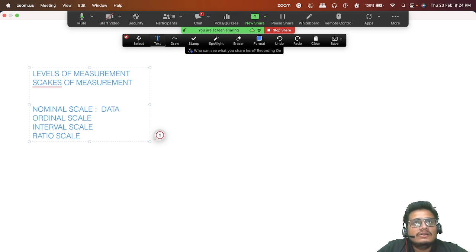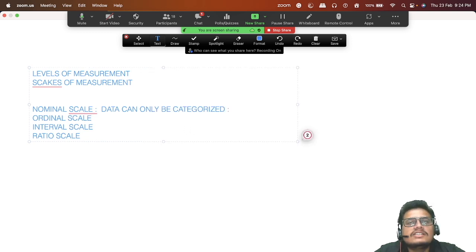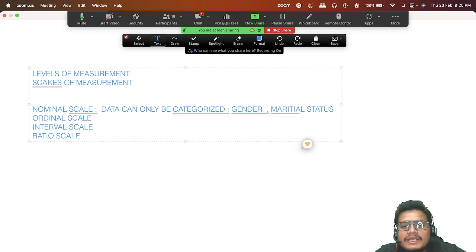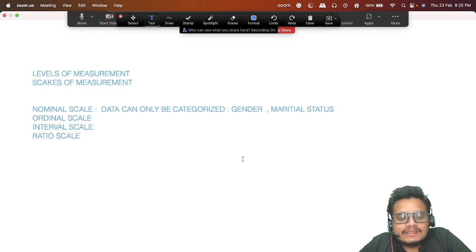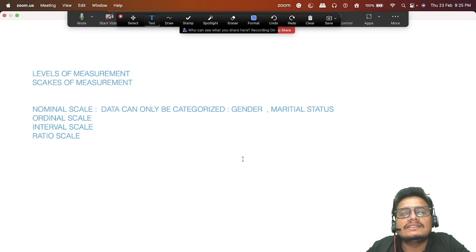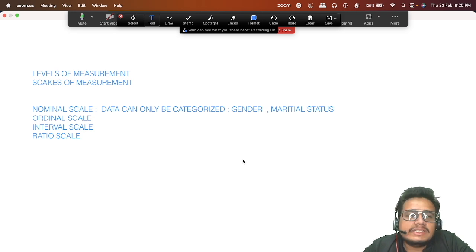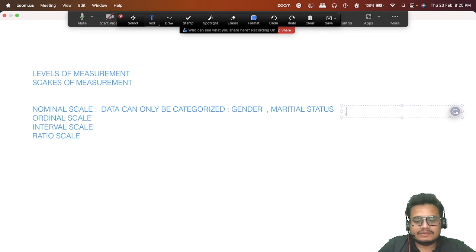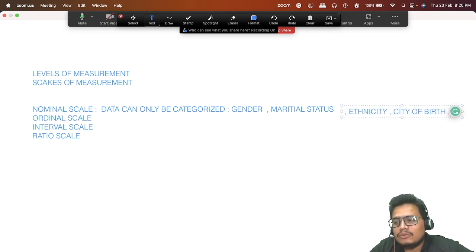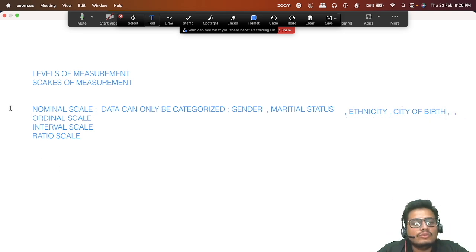Those kind of data which can only be categorized, example, gender, male or female, you can say marital status. इसको आप रैंकिंग नहीं कर सकते. Nominal scale is the scale in which the data can only be categorized. Example, for gender we have two categories, male and female. Now we can rank them? So can we say males are rank 1 and females are rank 2? No, we can't say this. Or we can say on the basis of marital status we can't give them ranks. Or you can say ethnicity or city of birth. All of these can only be categorized. In the nominal scale we can only categorize them.